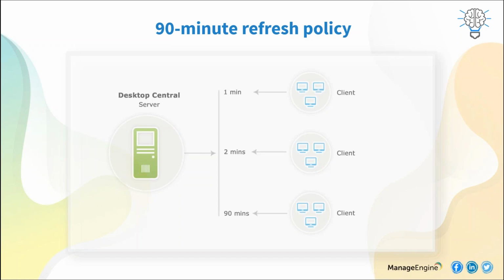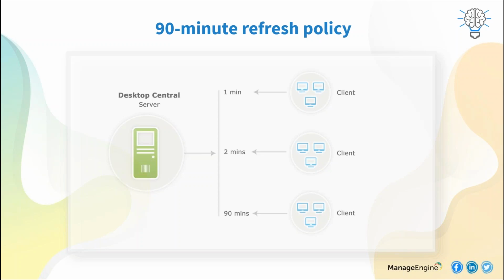Now the server has the intelligence to assign a time for each client to talk to it. This is to avoid network congestion, or the download can actually eat up all your bandwidth. So the 90 minutes refresh policy is designed in such a way that it will split the load evenly and not cause any damage to your network.